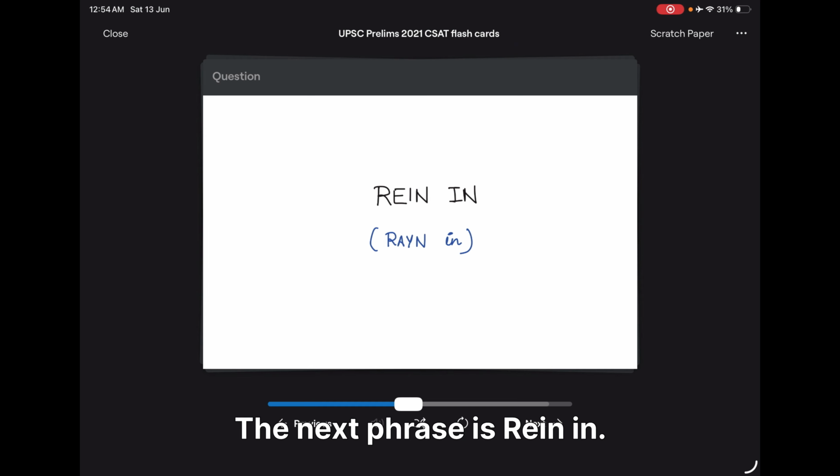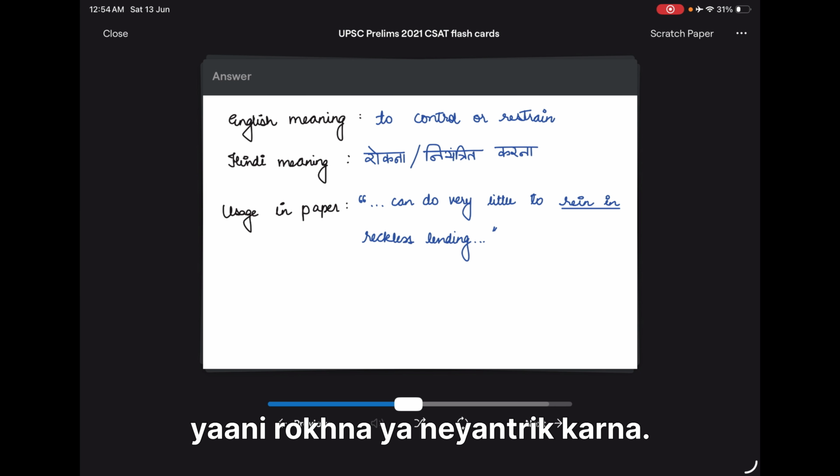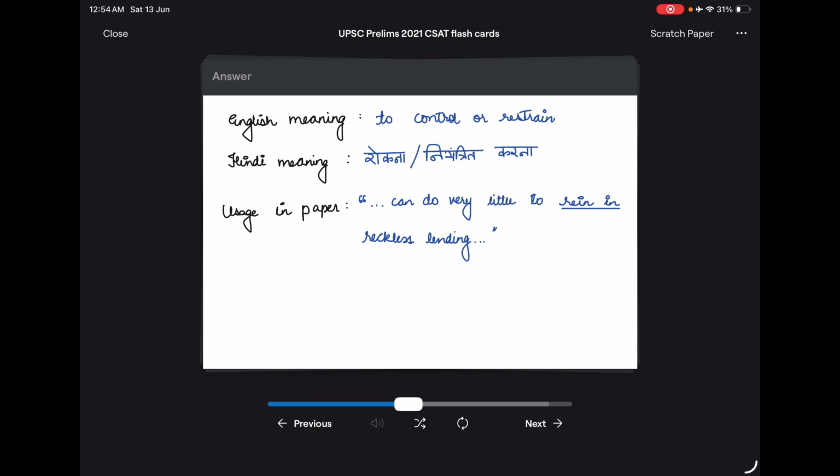The next phrase is rein in. Rein in means to control or restrain, यानी रोकना या नियंत्रित करना. In the paper, it was used as can do very little to rein in reckless lending.